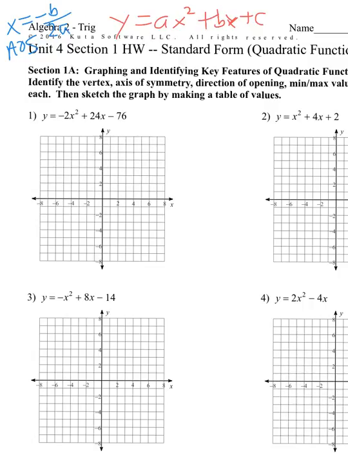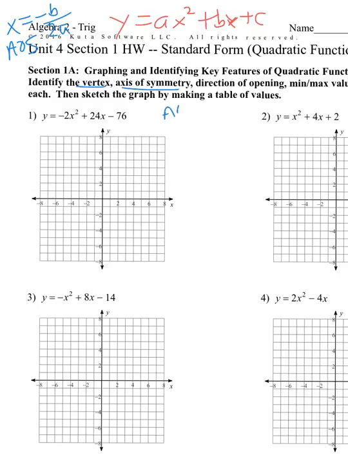And we got a whole bunch of different things we're going to find: the vertex, the axis of symmetry, the direction of opening, whether it has a max or a min and actually finding that value, the y-intercept, and then also sketching the graph by making a table of values. So a lot involved in one problem here. So first thing you're always going to find when given the equation in standard form, notice we have y equals negative 2x squared plus 24x minus 76 here for this first one, is the axis of symmetry. Even though it asks for the vertex first, you can't find that until you find the axis of symmetry.